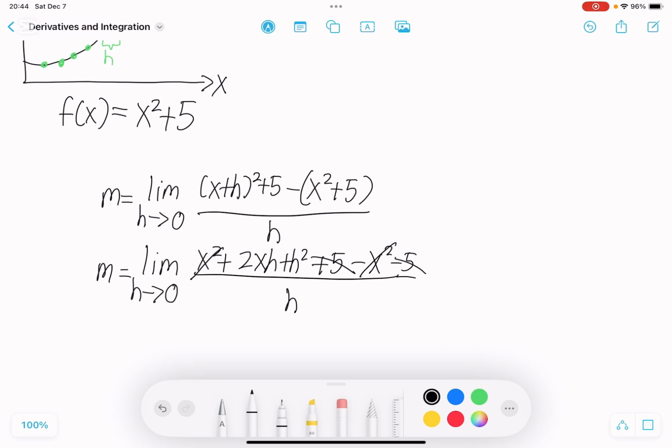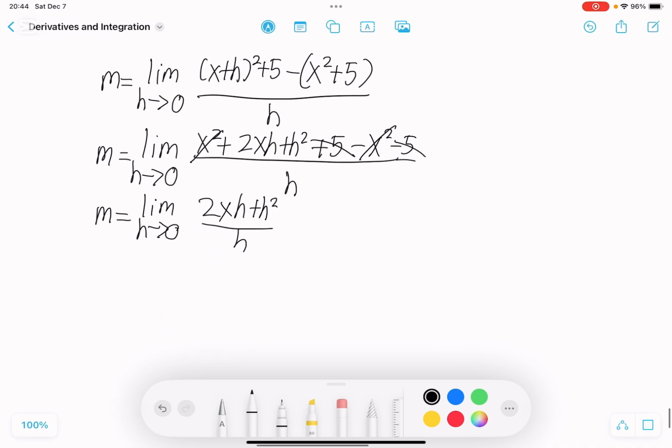So we're left with the limit as h approaches 0 of (2xh plus h squared) over h, and now it's pretty obvious we can cancel the h's out because that's a common factor. So now we're left with one term, very simple, no fractions. So now we're left with 2x plus h.